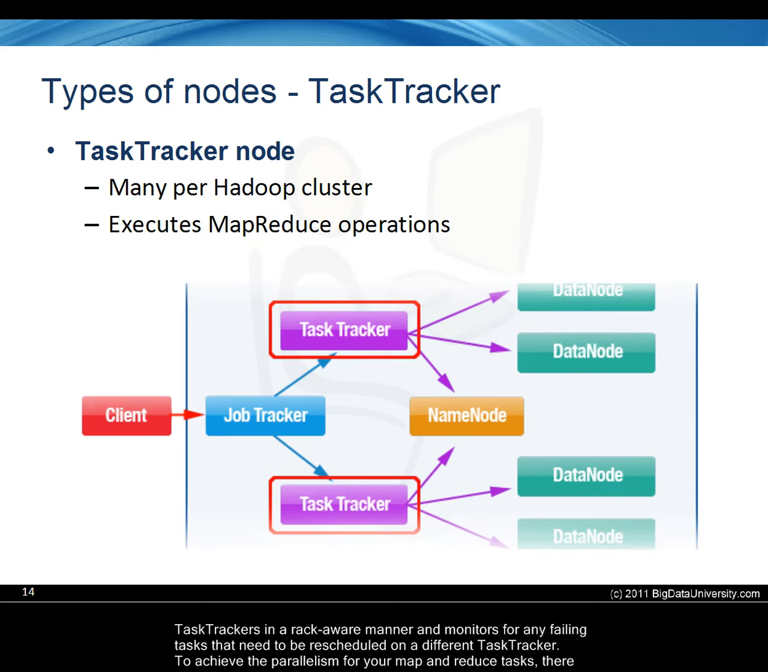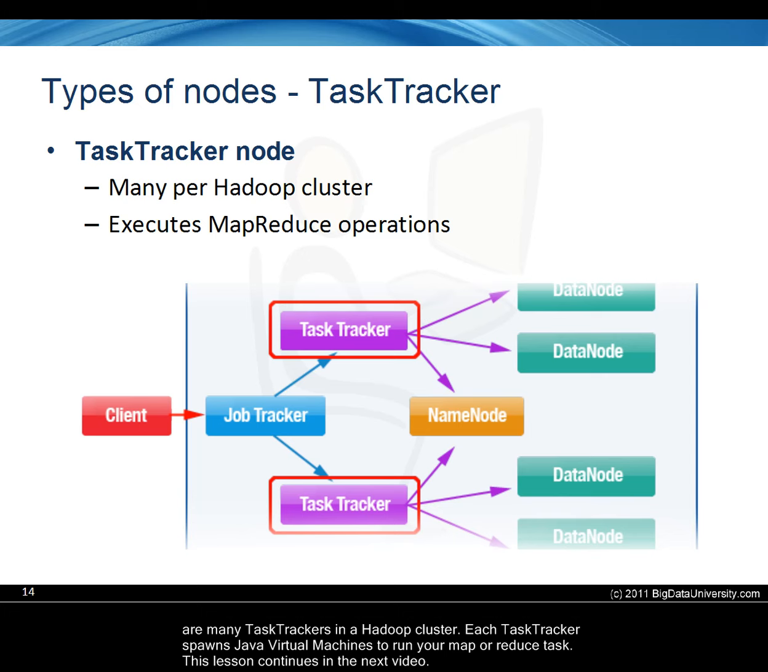To achieve the parallelism for your map and reduce tasks, there are many task trackers in a Hadoop cluster. Each task tracker spawns Java virtual machines to run your map and reduce task. This lesson continues in the next video.